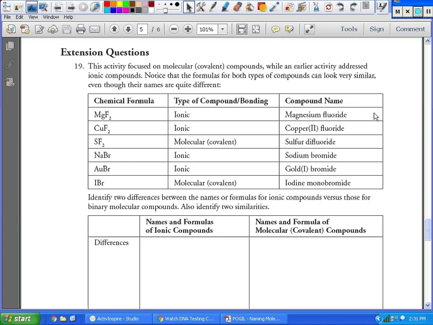We left off with this yesterday. This is still the molecular compound. Guys, I'm going to tell you this. We're going to finish this up today, and we're going to get into ionic.